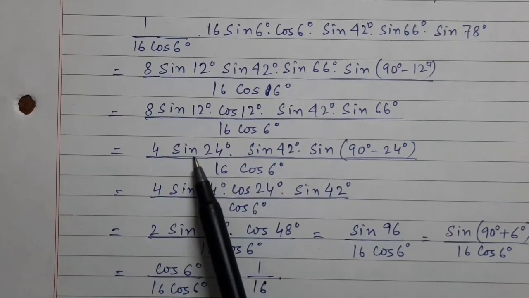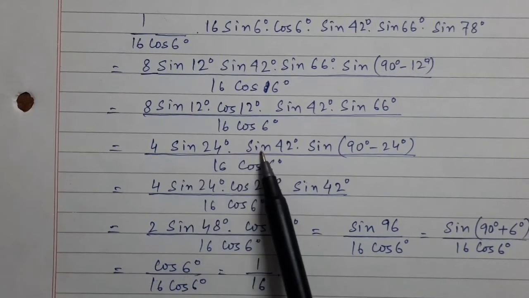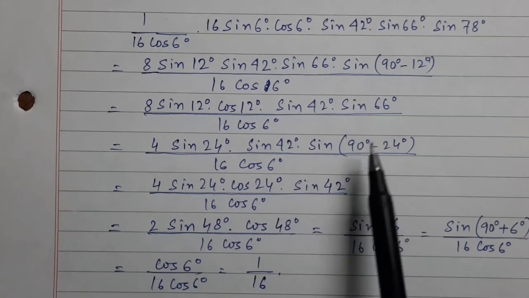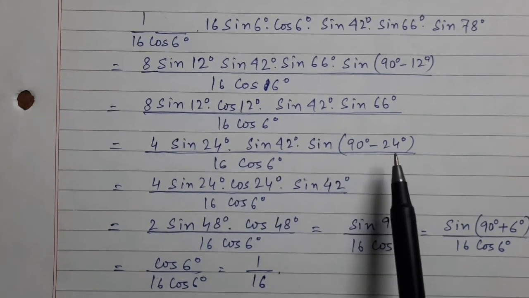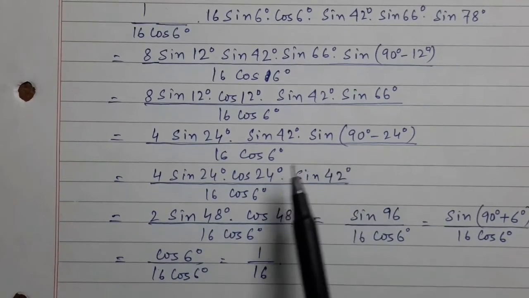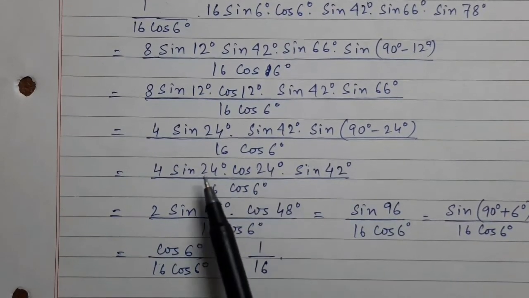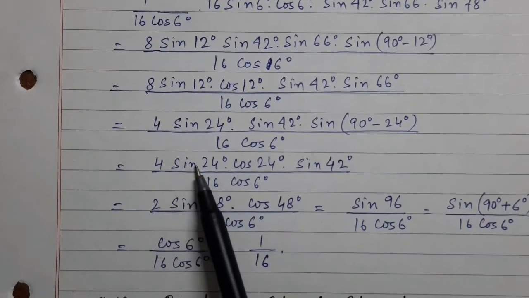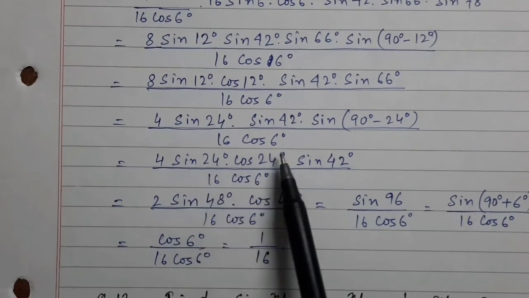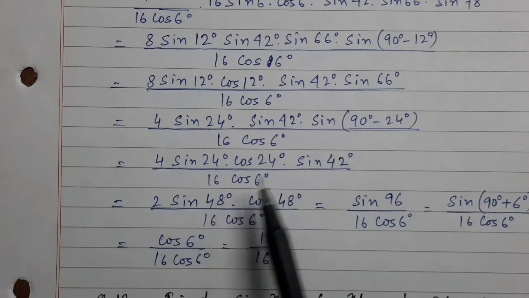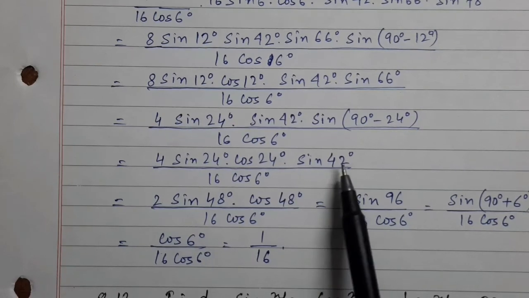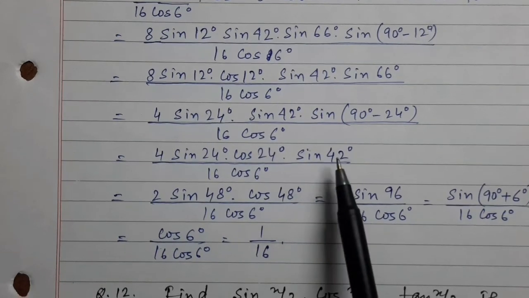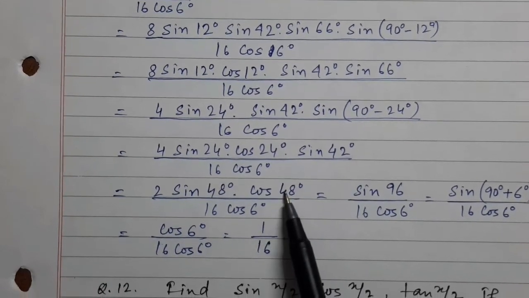Now again we can take 2 from this 8, so it will become 2 sin 12 cos 12, which is sin 24. Now this sin 24, and there is sin 42 and sin 66. We know 66 equals 90 minus 24. So therefore it will be cos 24. Now this is sin 24 into cos 24. Again we can take 2 from this 4, so it will become sin 48. So this is sin 48. Now again see, 48 and 42 are complementary angles. So therefore sin 42 can be written as cos 48.